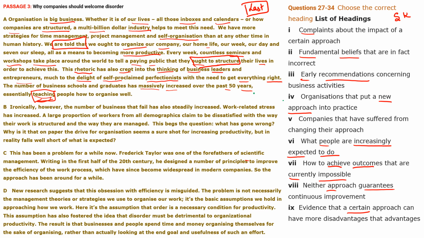Now this idea is matching with the sixth one. We're saying what people are increasingly expected to do. They are expected, they are told, to organize themselves. They ought to structure, so they are instructed, they are told. So this is the keyword that is matching with what you have learned here. So your paragraph A will be for number 6. This is how we do our headings.